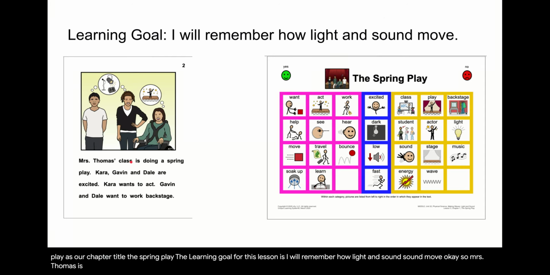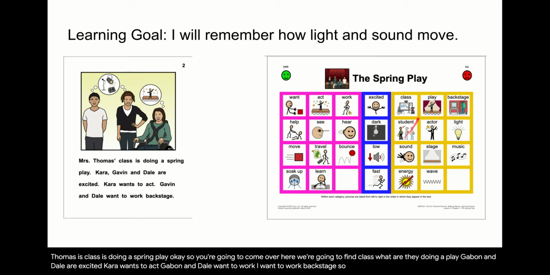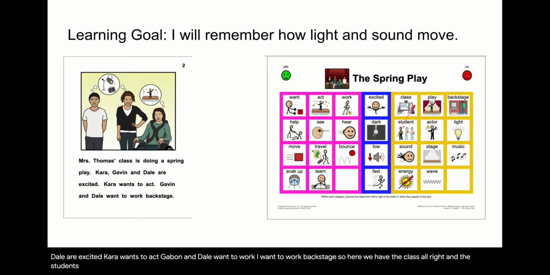Okay, so Mrs. Thomas's class is doing a spring play. You're going to come over here and we're going to find class. What are they doing? A play. Kara, Gavin, and Dale are excited. Kara wants to act. Gavin and Dale want to work backstage. So here we have the class, and the students in the class are excited about the play. One student wants to act. Two students want to work backstage.